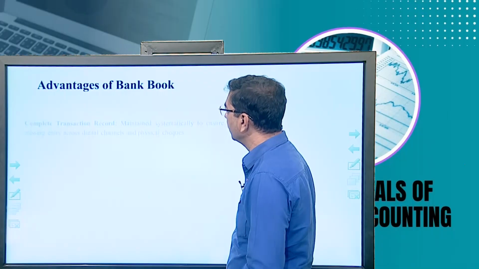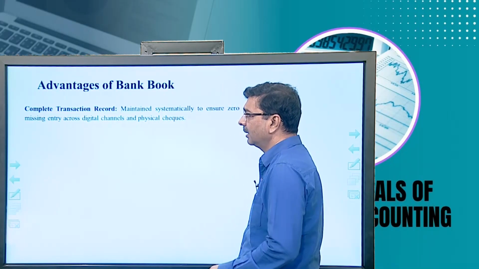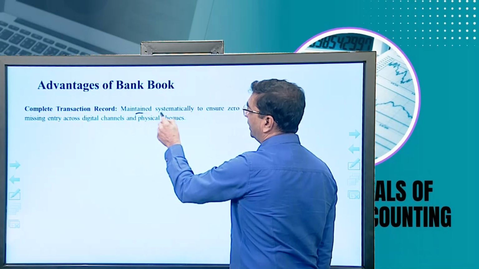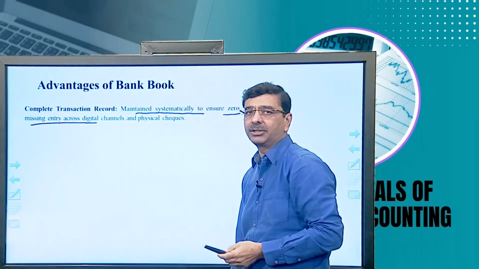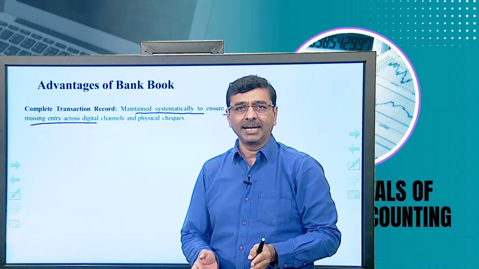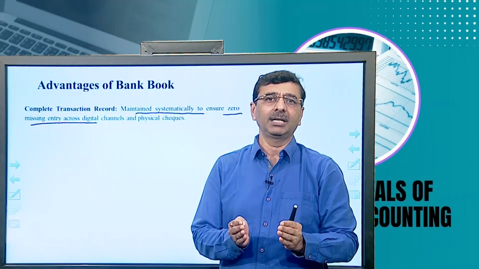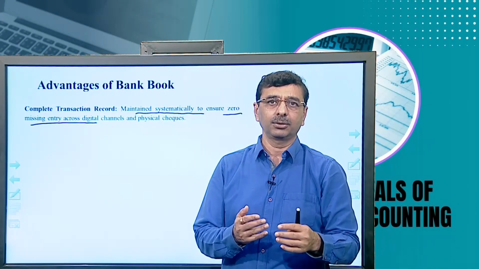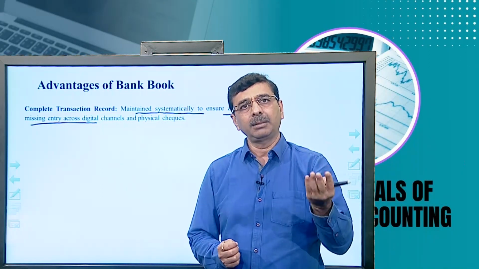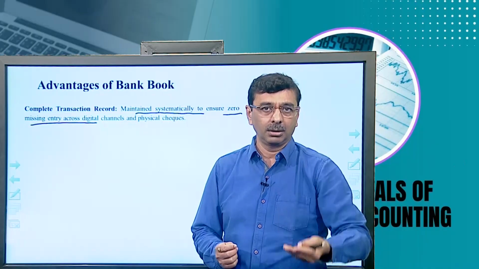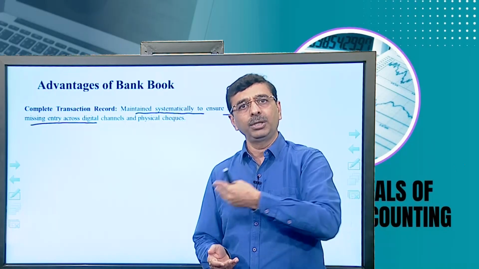Now, advantages of the bank book. First is a complete transaction record, maintained systematically, ensuring zero missing entries across the digital channels. So, it means that whenever you have any kind of digital transaction or a UPI transaction, or any transaction which is reflected directly in the bank, simultaneously it reflects in your information also. So, you can immediately record it in the bank book and then you can compare.